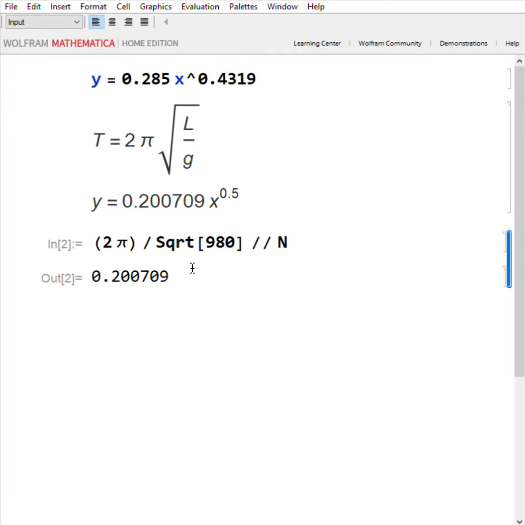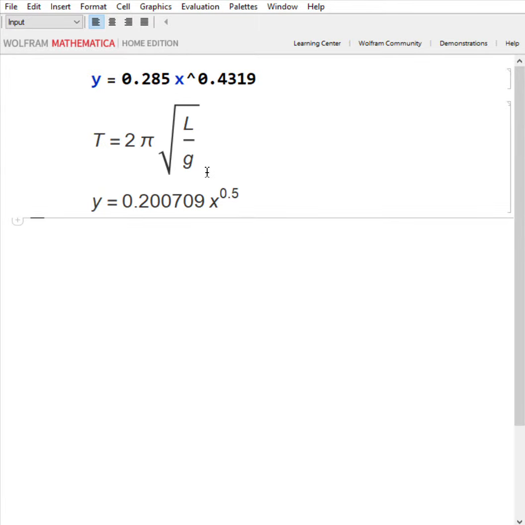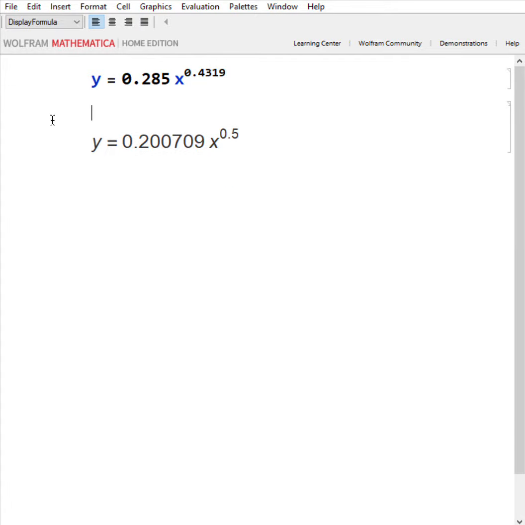Let's clear this junk out of the way since we don't need it anymore. In fact, I can make it look even more similar by taking this and doing that. Let's clear. I'm just going to move this down here.